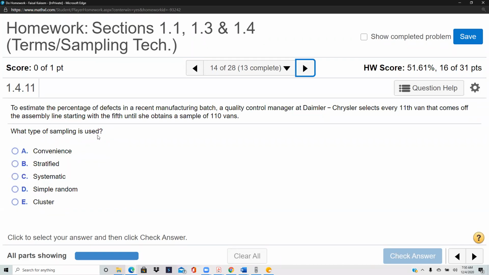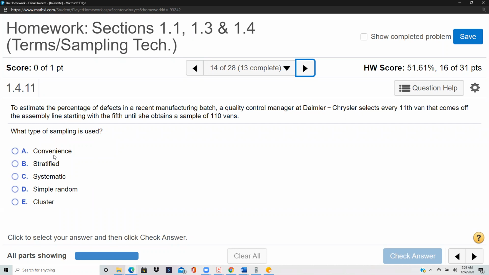Okay, which type of sampling is used? These are the 5 kinds of sampling that we will study in this course. A sampling technique means that you use some kind of technique to get a sample from a population, because most of the time we do not have access to the entire population. So we have to find a clever way of taking a small sample so that the sample we choose is a good representative of the population.